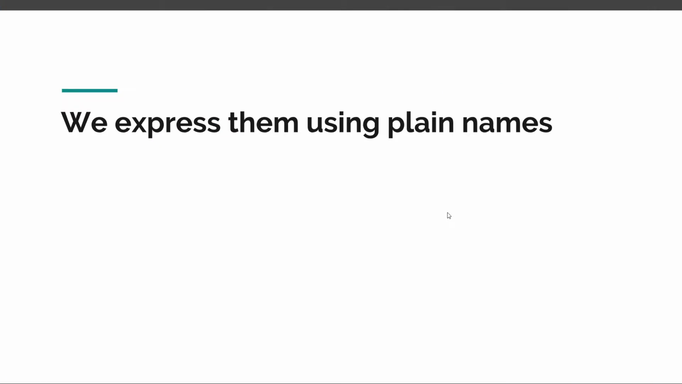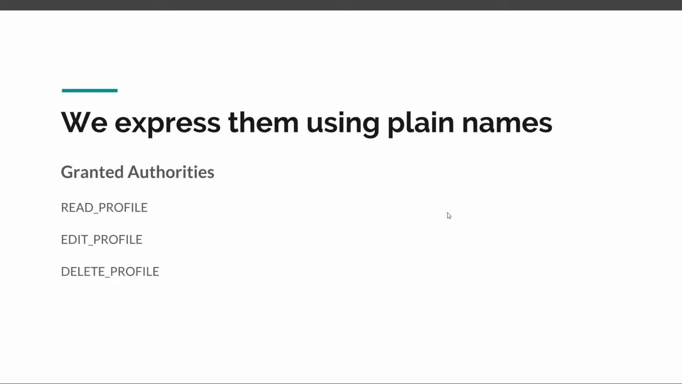Now, we express both authorities and roles using plain old names. For example, if we discuss granted authorities, one of them can be read the profile of a user. Another authority can be edit profile for the user, or delete a profile, or access a public API. It's basically a list of permissions that the user has inside our application.